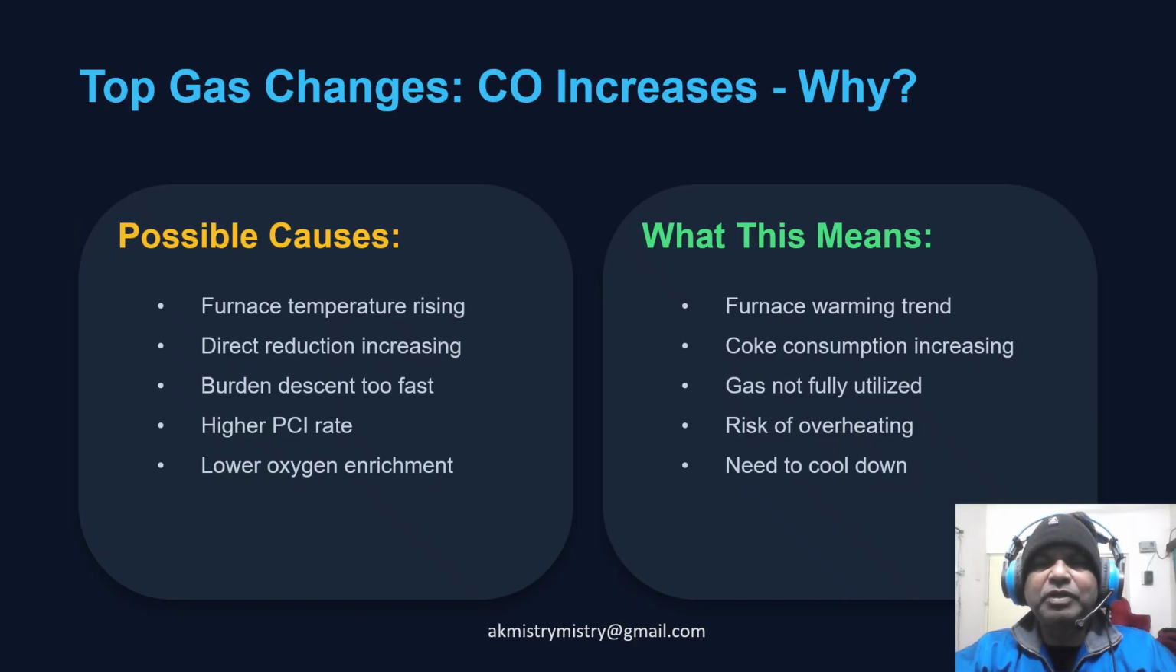Now consider what it means when carbon monoxide in top gas increases. Possible reasons include a rising furnace temperature, increasing direct reduction, faster burden descent, a higher PCI rate or lower oxygen enrichment. For the operator this usually signals a warning trend, higher coke consumption and incomplete gas utilization. If this high carbon monoxide, high temperature condition persists, there is also a risk of overheating and carbon deposition. In such cases, the furnace often needs to be cooled down through a suitable control action.